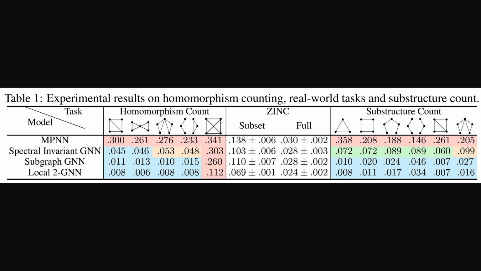Okay, moving to the results. This table provides some experimental validation for that hierarchy. We see different models compared: standard MPNNs, the spectral invariant GNNs we've been discussing, subgraph GNNs, and local 2 GNNs. They're tested on homomorphism counting for complex patterns, the ZINC molecular benchmark, and counting simpler substructures. Well, the numbers generally back up the theory. Spectral GNNs beat MPNNs, but often lag behind subgraph and local 2 GNNs on these counting tasks.